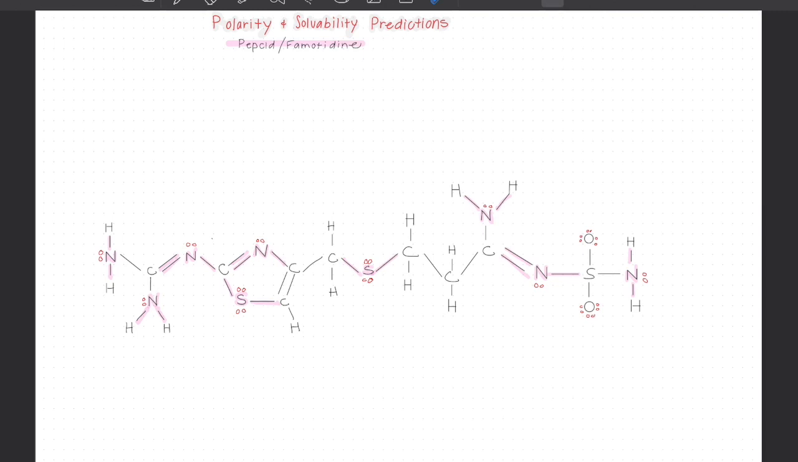And when I looked it up on PubChem, it stated that Pepsid is very slightly soluble in water. And what that means is it will be soluble in water, but there will be some precipitates that will form. And I guess that makes sense now that I know from PubChem, because the whole molecule is not polar. There's only some portions. So very slightly soluble would make sense because it is soluble in water, but some precipitates will form as well.